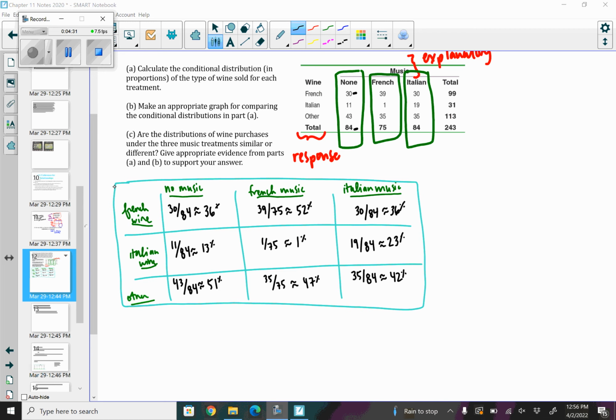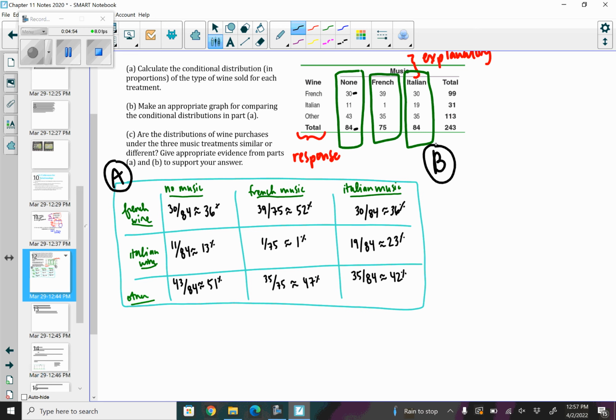So again, here we have our conditional distribution, our answer for A. Under no music, we had 36, 13, 51%. Under French music, 51, 1, and 47. And under Italian, 36, 23, 42. Part B says to make an appropriate graph for comparing the conditional distributions in part A.